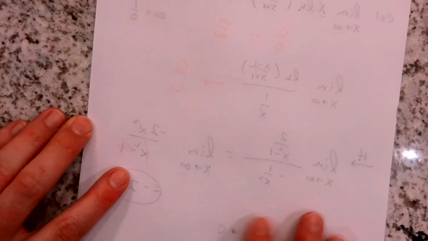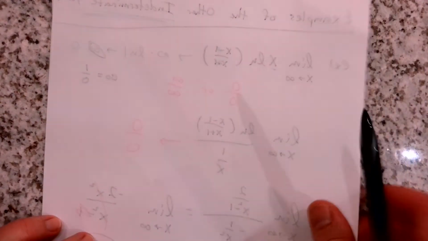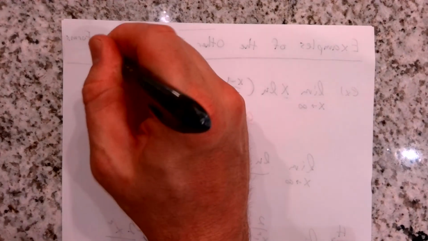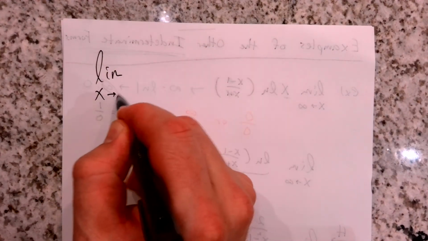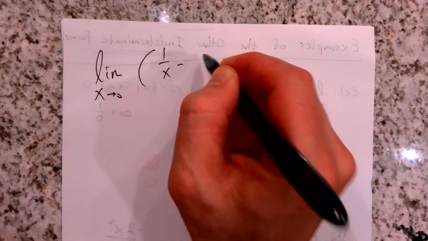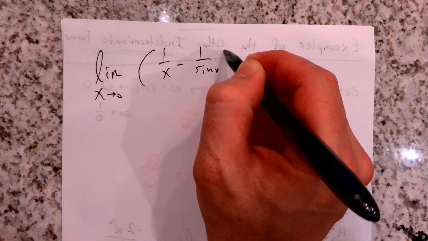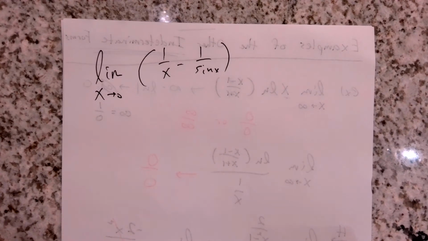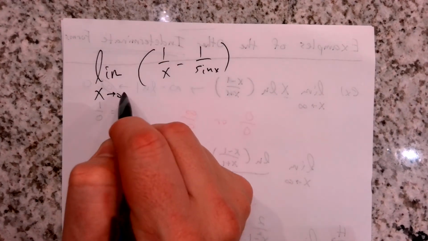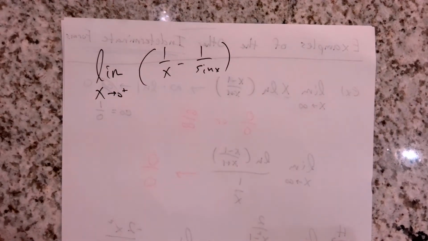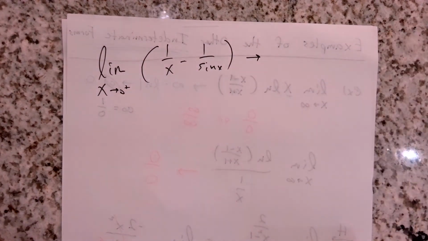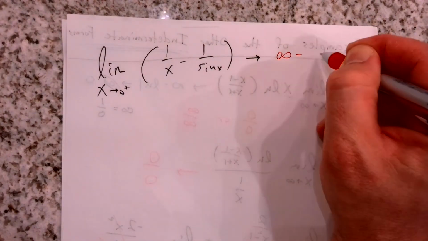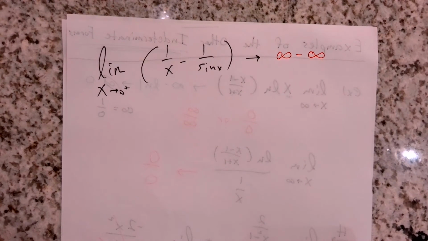For another example, let's check out the limit as x approaches 0 of 1 over x minus 1 over sine x. Now let's approach 0 from the right side. In this case, when we plug in 0 from the right side, we get infinity minus infinity, which also is indeterminate, but also is not one of the forms to which we can apply L'Hopital's rule. So we have to do some algebra first.